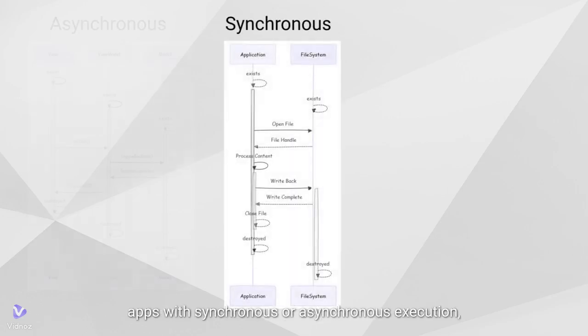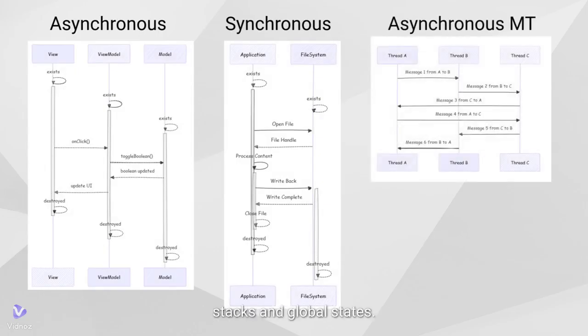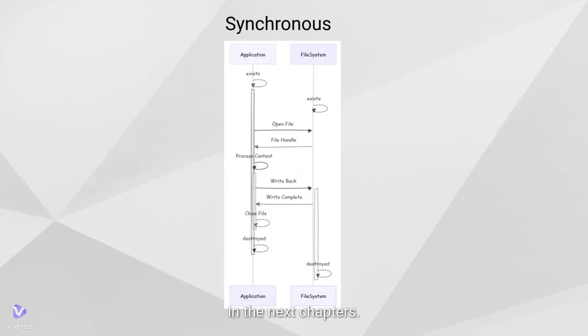Argentum programs can be simple single-threaded apps with synchronous or asynchronous execution, or even complex multi-threaded ones with multiple stacks and global states. The latter needs advanced object lifetime management. So we'll start with a basic single-threaded model and expand to multithreading and async in the next chapters.